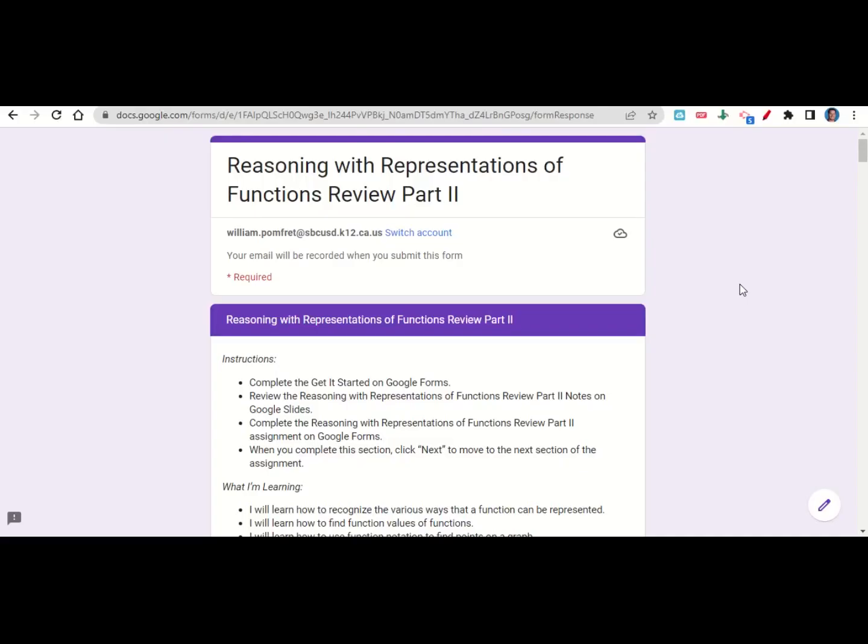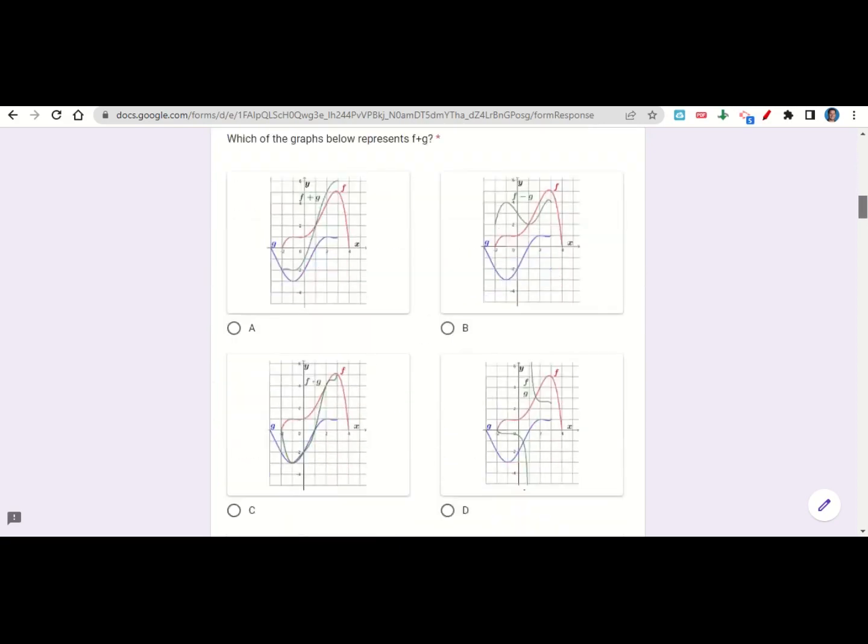Let's take a look now at the reasoning with representations of functions review part 2 assignment. The assignment begins with the learning goals and success criteria. If we scroll down, we can see the questions. The first one says, which of the graphs below represents f plus g?